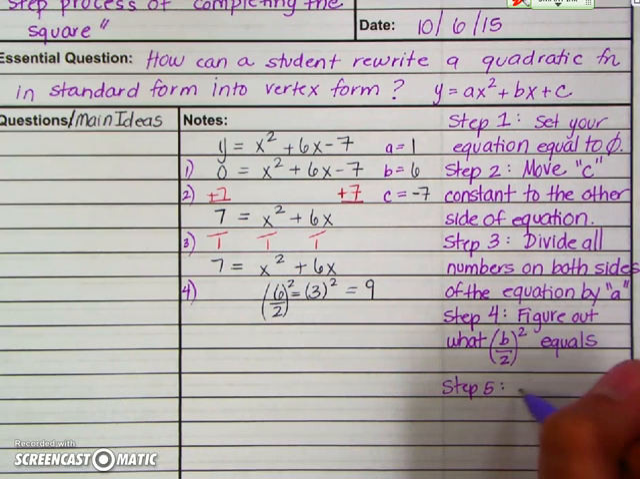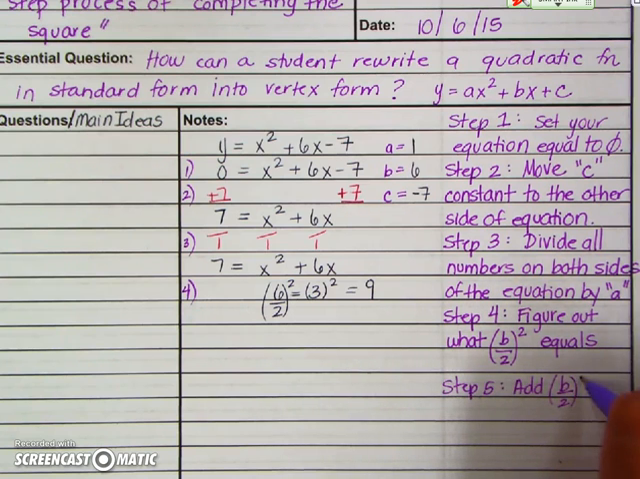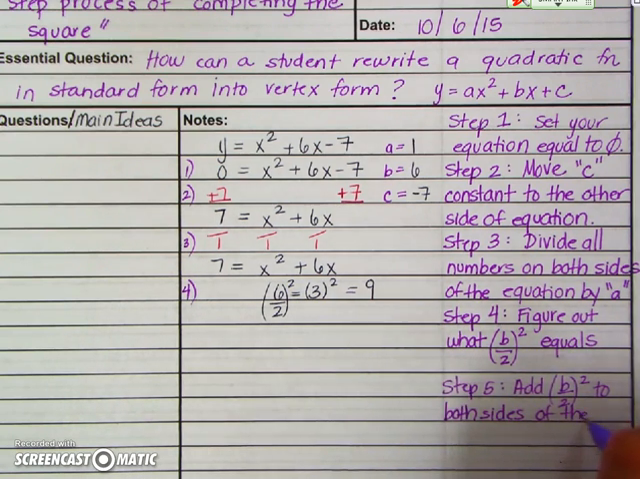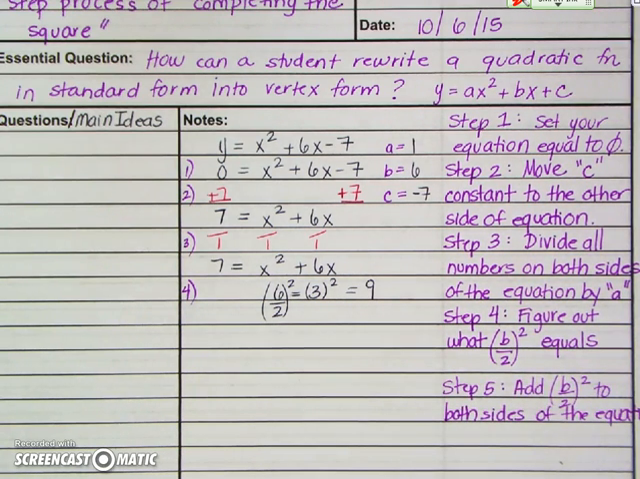Step 5 is to add b divided by 2 squared to both sides of the equation. Whatever the answer to b over 2 squared is, that's what you're going to add to both sides of the equation. So you're going to add 9 to both sides.